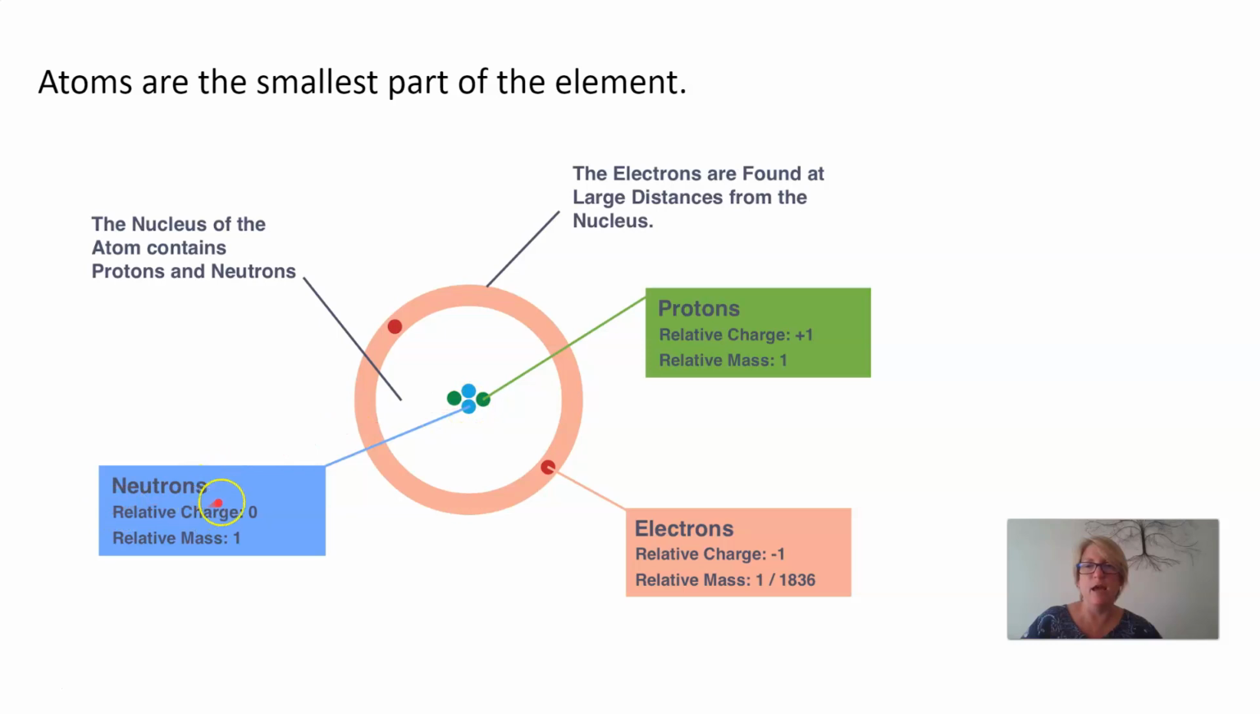Neutrons carry a neutral charge. So we find protons and neutrons in the nucleus of an atom. Then, surrounding the atom, we find electrons. The electrons are found at large distances from the nucleus. So the electrons actually create a cloud around the nucleus. Electrons carry a charge of -1. So electrons are negatively charged.